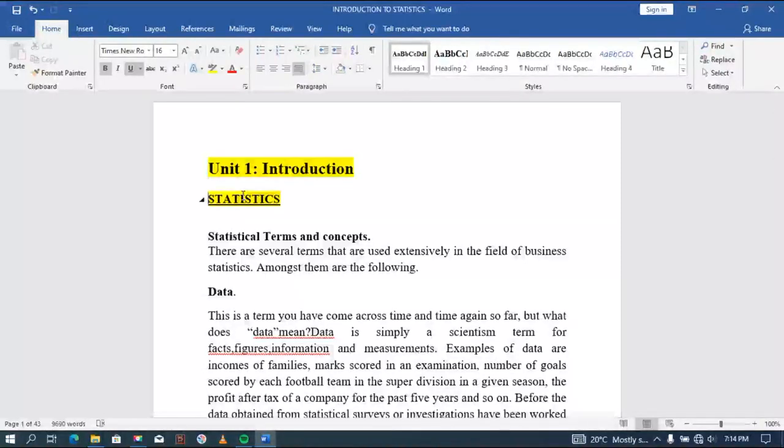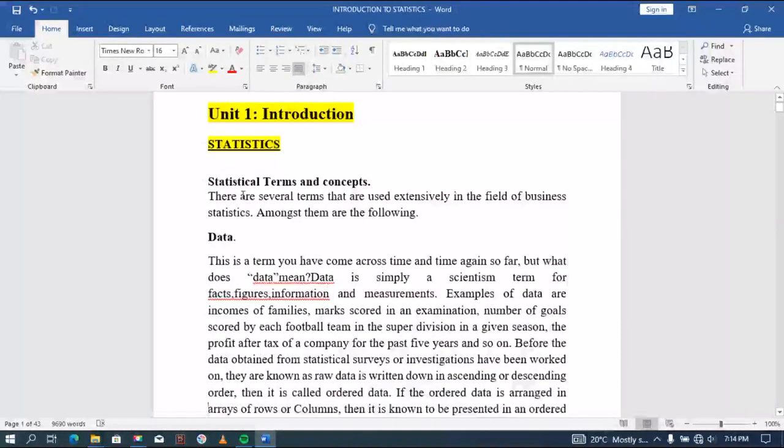Inquire. So we shall begin right away with some statistical terms and concepts that we shall meet along the way in the process of our coverage. The first term is data. We shall find data in almost most of the subtopics that we shall do under statistics.